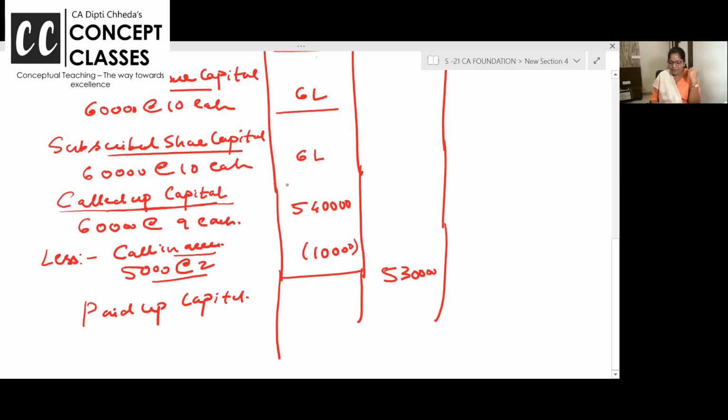We paid back. Out of subscribed, you have called up only 9, 60,000. In 60,000, you called up 9 also. One shareholder who is holding 5,000 shares did not pay 2 rupees. Call in arrears. So paid up capital is 5,30,000.